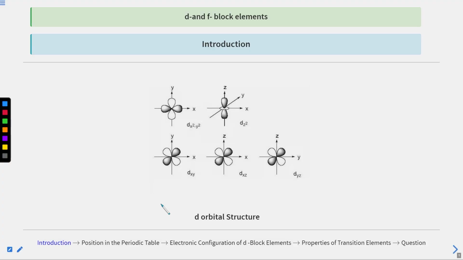Today we will start the chapter D and F block. Before moving to D and F block, let us have a look at the structures of the D orbital. So these are the structures of D orbital.